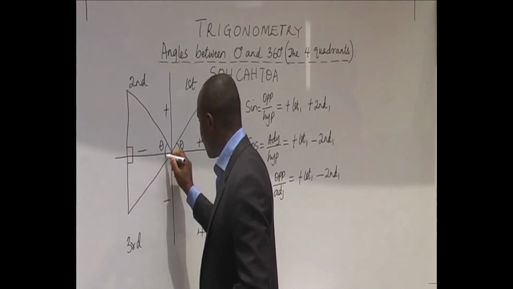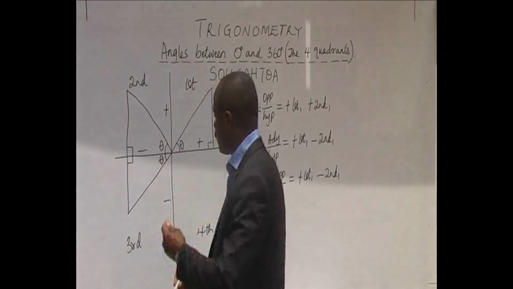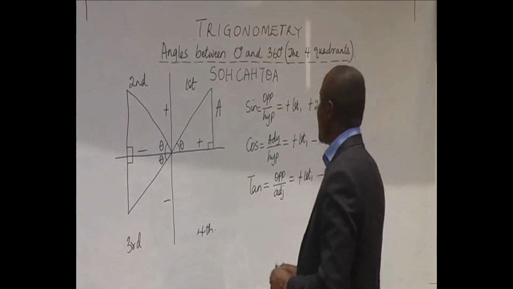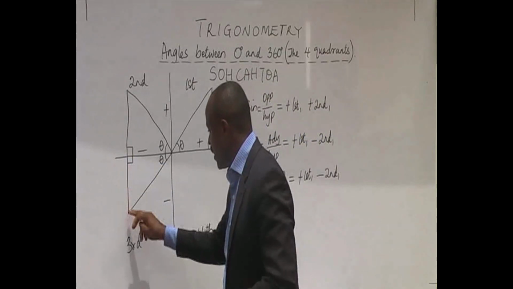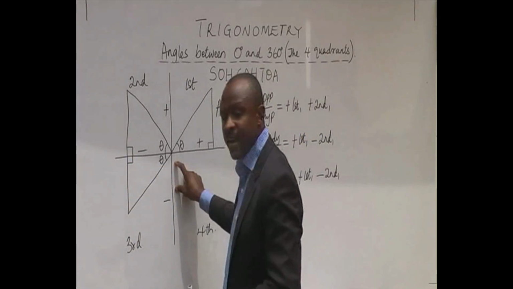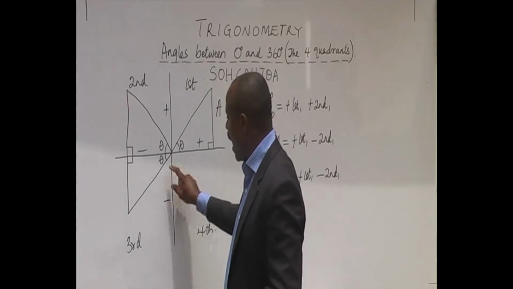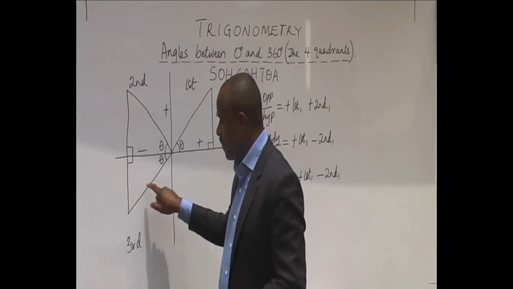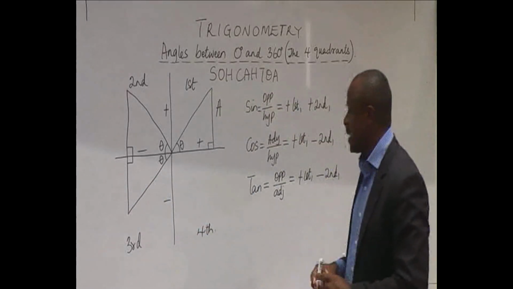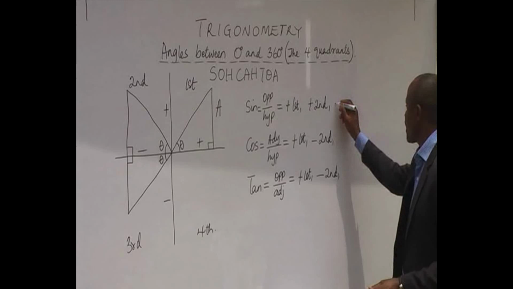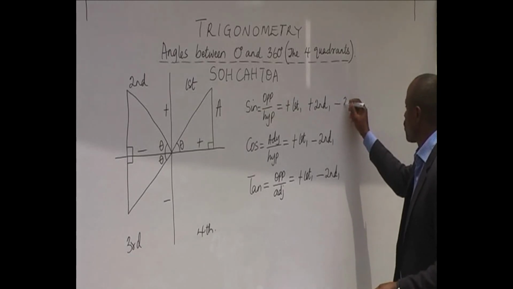And the theta will be in this place. Sine, opposite over hypotenuse. Opposite, representing the negative side of the y-axis, over hypotenuse, which is positive. Negative divided by positive will give you negative. That means our sine is negative in the third quadrant.